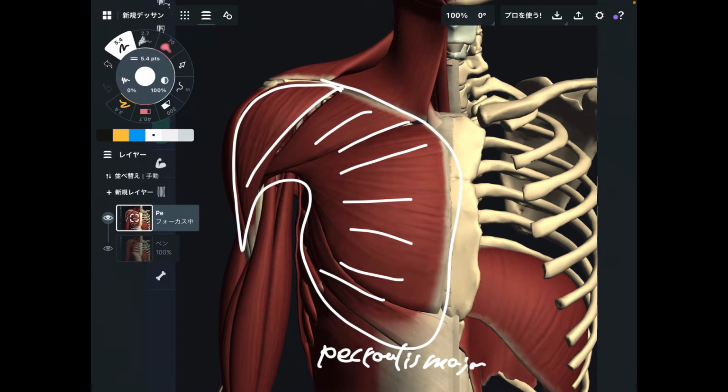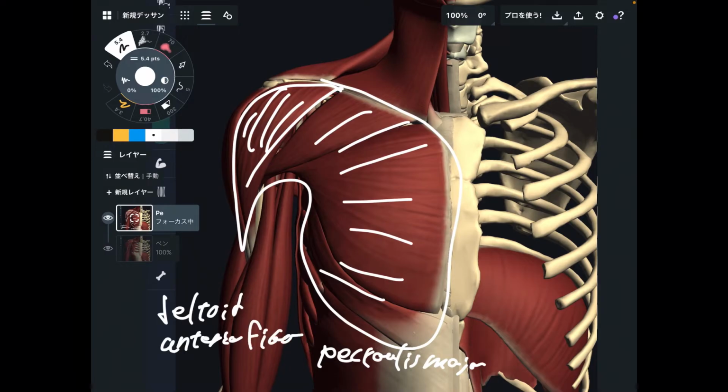Also known as pec major, right? And this one is deltoid. Deltoid, particularly anterior fiber. There are a lot of common functions between pectoralis major and deltoid anterior fiber. Let me explain functions of pec major first. What is main function of pec major? That is shoulder flexion.